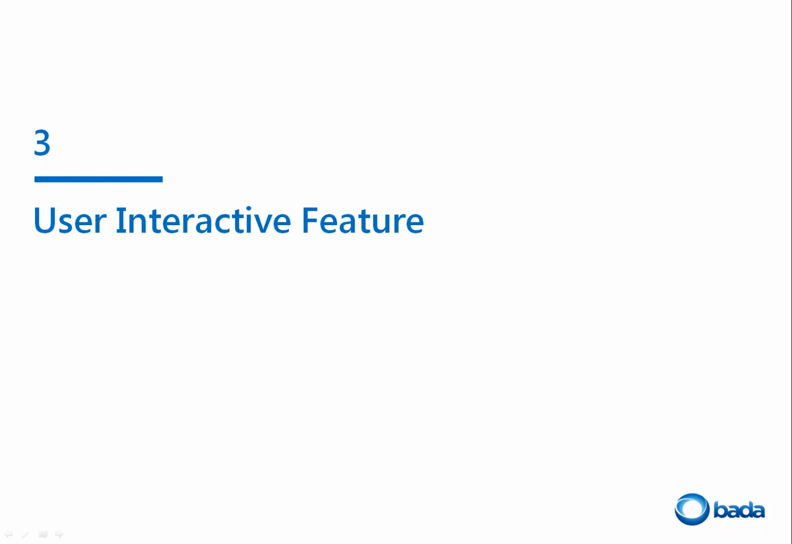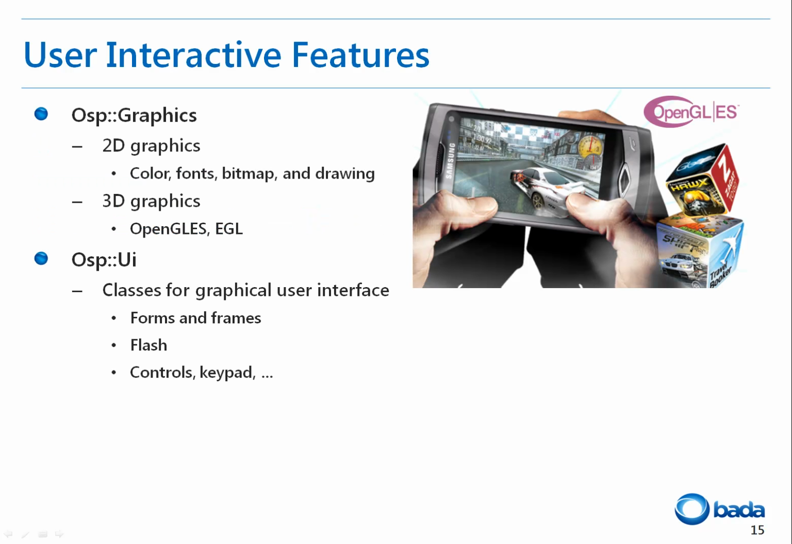Now that we're familiar with the basic functions, we'll move on to the user interactive features. All of us know that the most attractive features of an application for end users will be its look and feel and the ability to interact easily and gracefully. The graphics and UI namespaces will help you develop attractive user interfaces. Most applications might need to render graphics and text. The OSP graphics namespace enables your application to render bitmap images, polygons, and text.